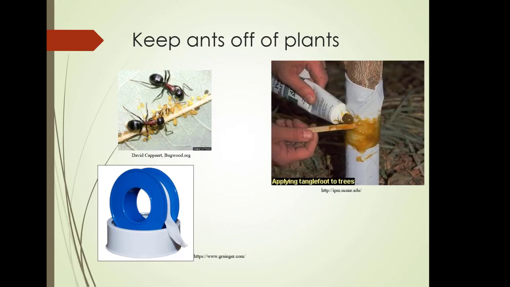So what you can do is you can apply Tanglefoot to trees, but you want to use some sort of fabric or something so you're not applying it directly to the trees. But a better thing might be using this irrigation Teflon tape, because ants will actually make little bridges of their dead bodies and climb over them. The Teflon tape is too slippery for them.